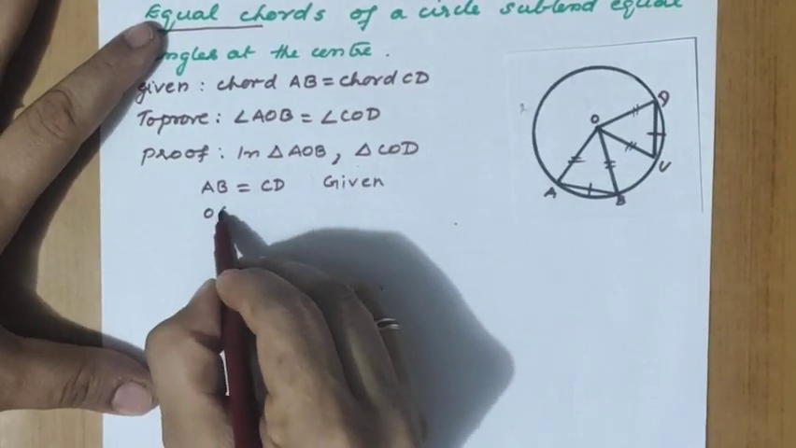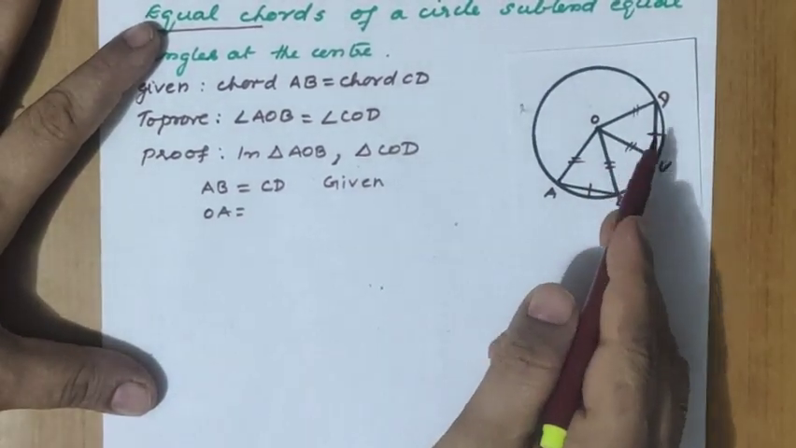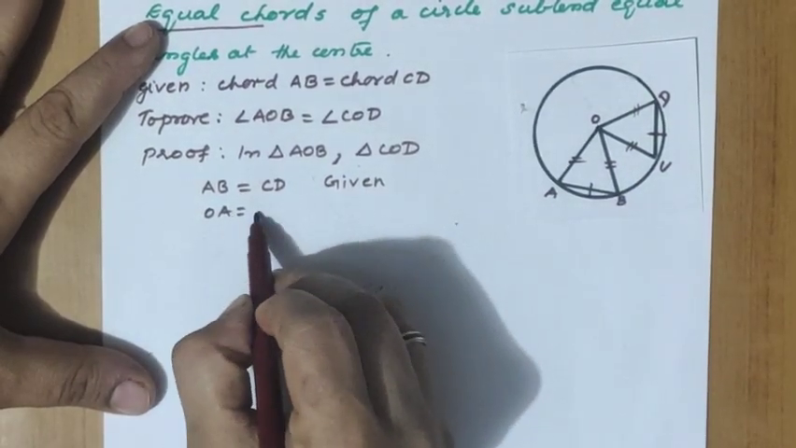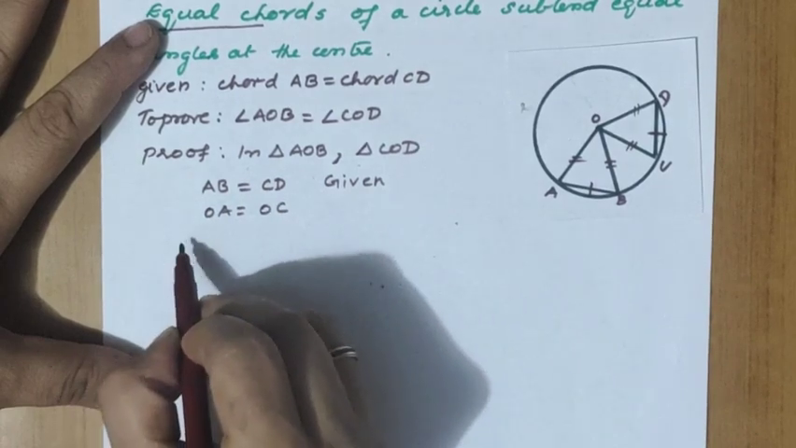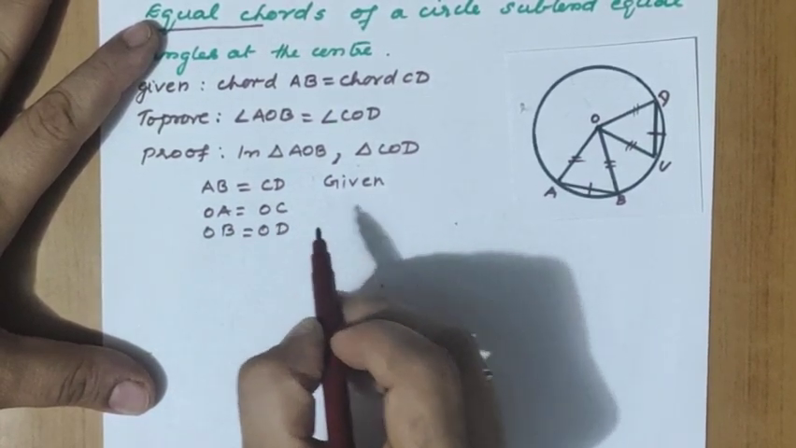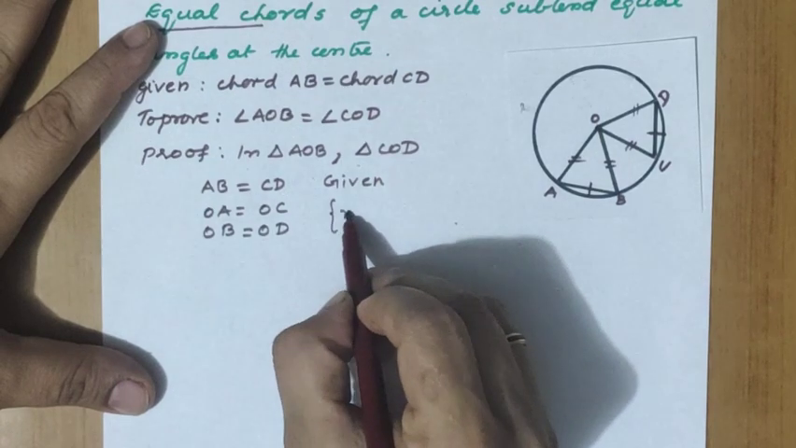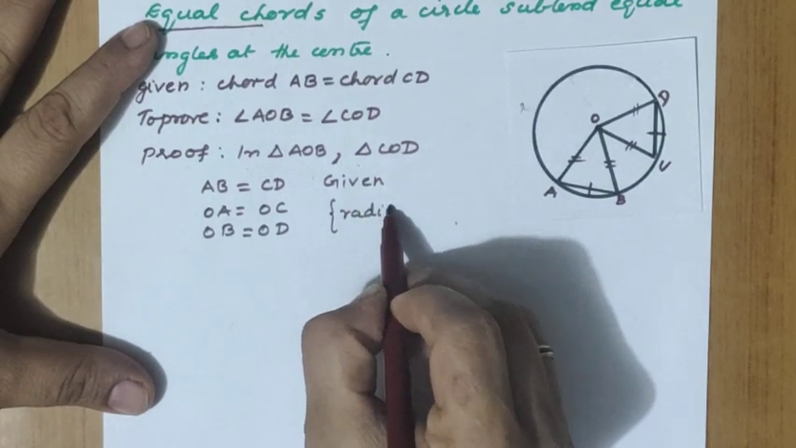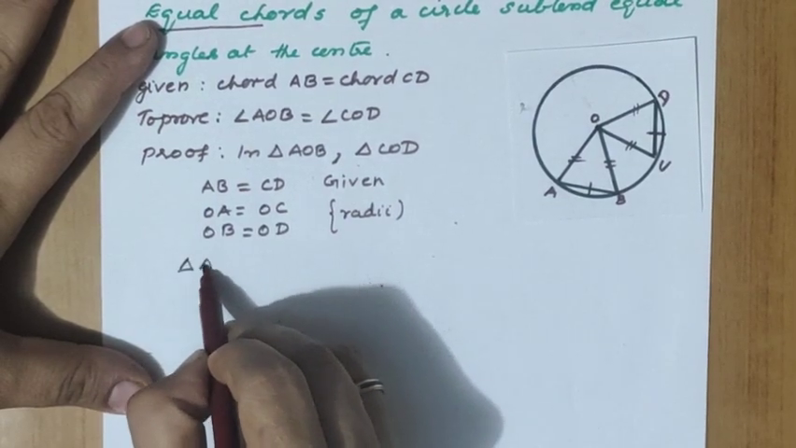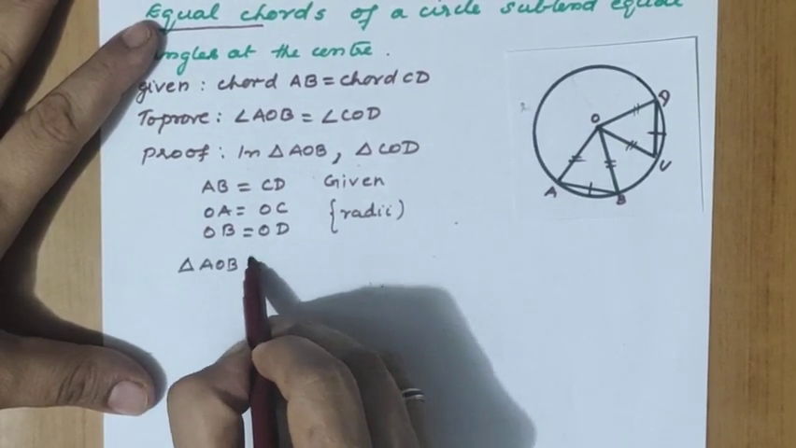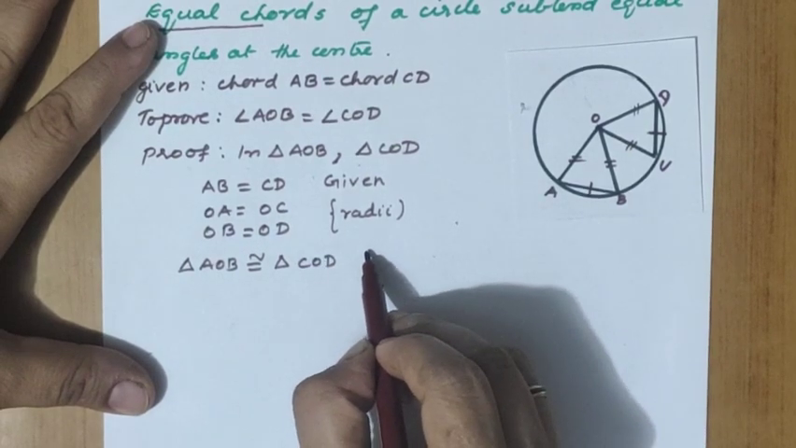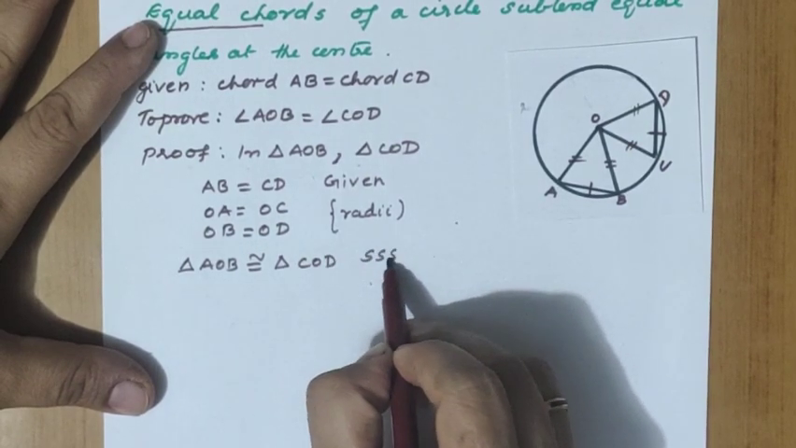I am taking OA first. OA equal to OD, or OC, you can write either from the second triangle. So OA equal to OC, and similarly OB equal to OD. This is the convenient way we are writing. Both are radii. Now how many sides do we have? Three sides. So triangle AOB is congruent to triangle COD. Which is the criteria? SSS.